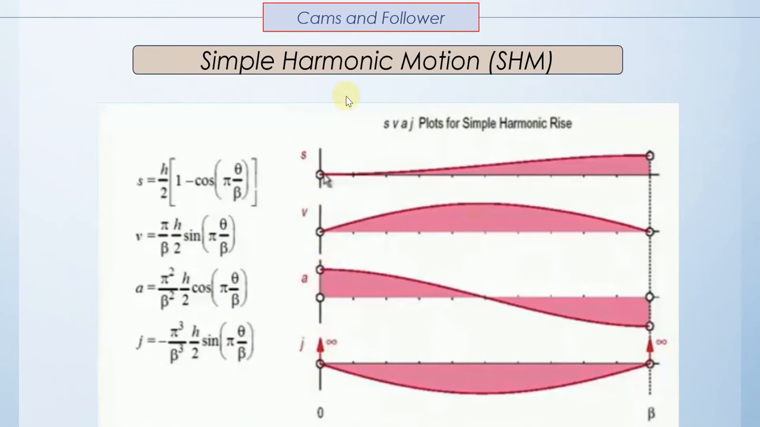Another thing is simple harmonic motion. Let's say we have this kind of thing, and we differentiate to get V, A, J. This one is also considered not a good design.